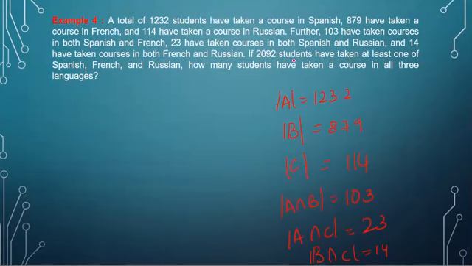So there are 2092 students who have taken at least one of Spanish, French and or Russian, so A union B union C. When we are talking about at least one of the courses, then it will be A union B union C. What is the total number? 2092. Now, how many students have taken a course in all the three languages? So we have to find A intersection B intersection C. What is the value of A intersection B intersection C?